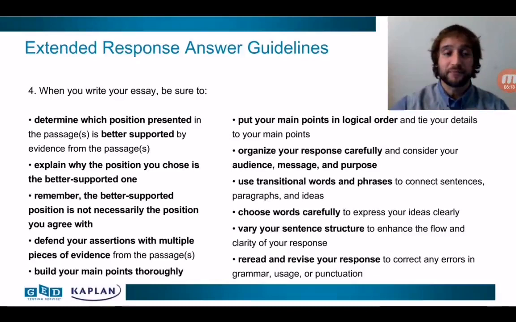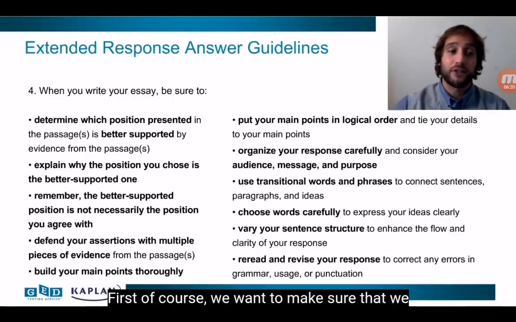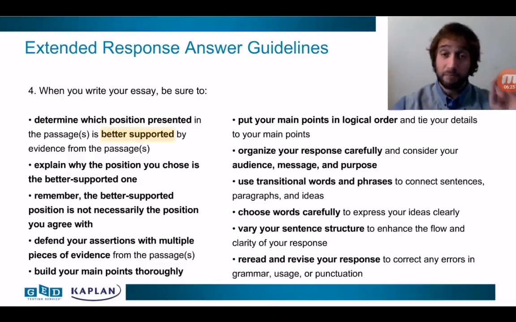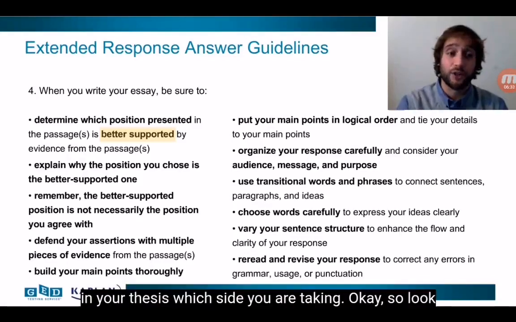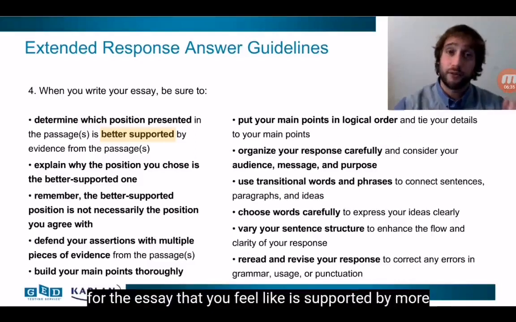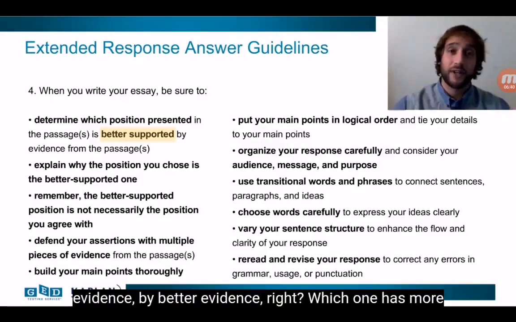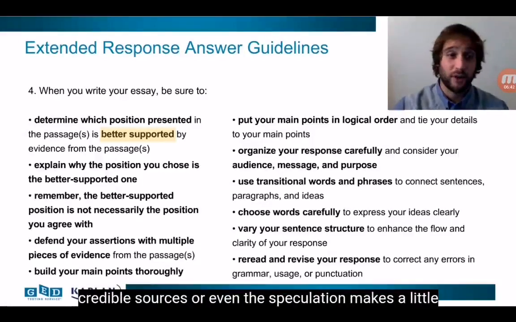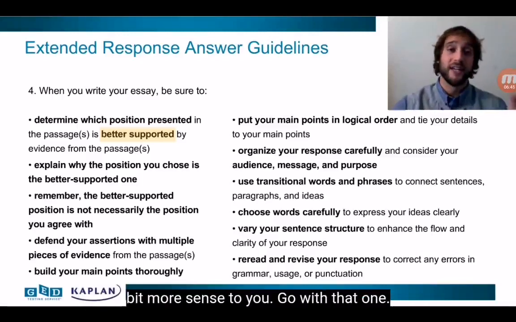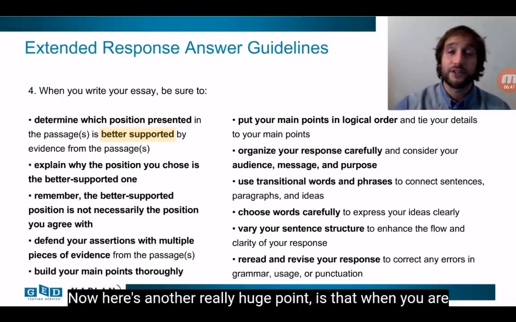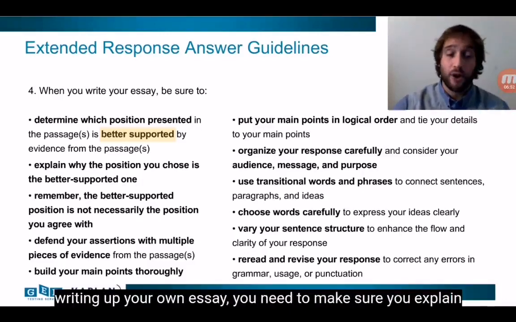Okay, so as we write our essay, here are a lot of little things that we want to keep in mind. First, of course, we want to make sure that we identify which position is better supported. Pick a side. Make sure it's very clear, too, in your thesis, which side you are taking. Okay, so look for the essay that you feel like is supported by more evidence, by better evidence, right? Which one has more credible sources, or even the speculation makes a little bit more sense to you. Go with that one.